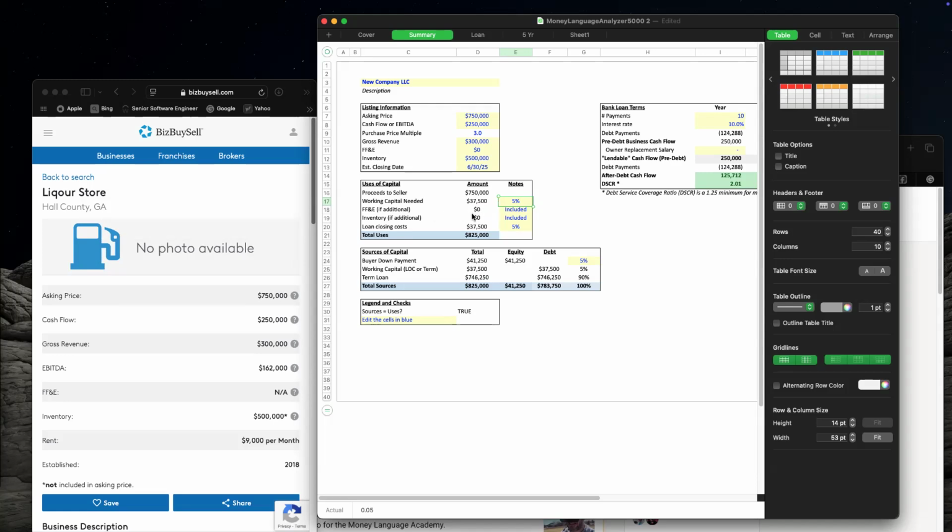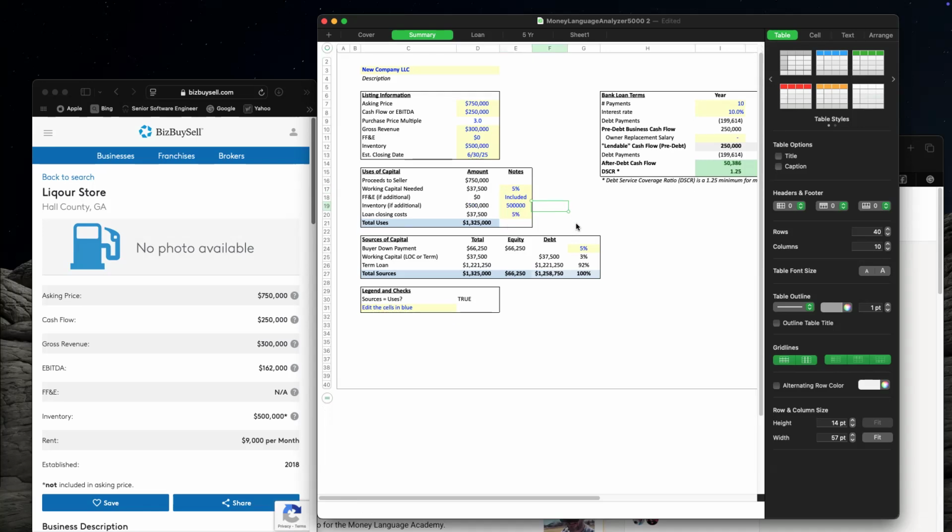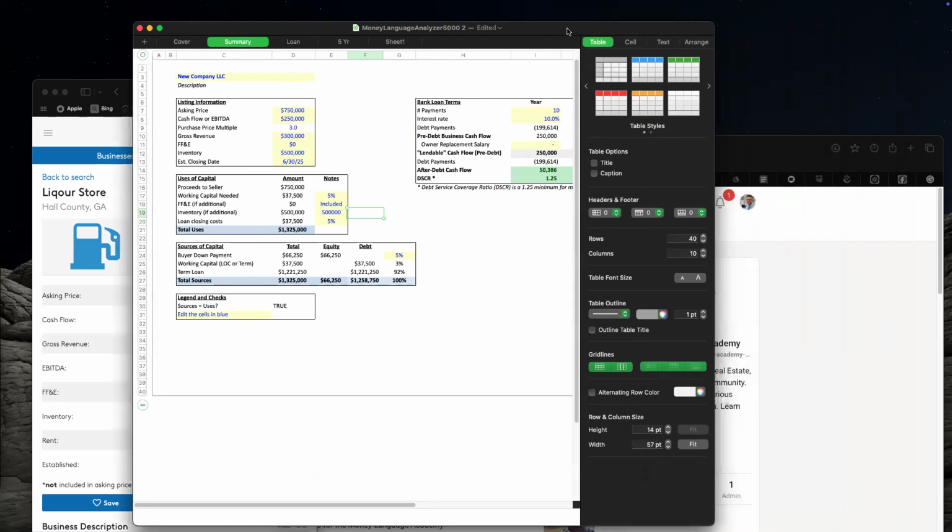Okay. FF&E is included. Inventory, if additional, well, we already put that in. So when you think about it now, it looks like a really great deal, but that inventory kind of throws stuff off. So let's look and see what we have here.